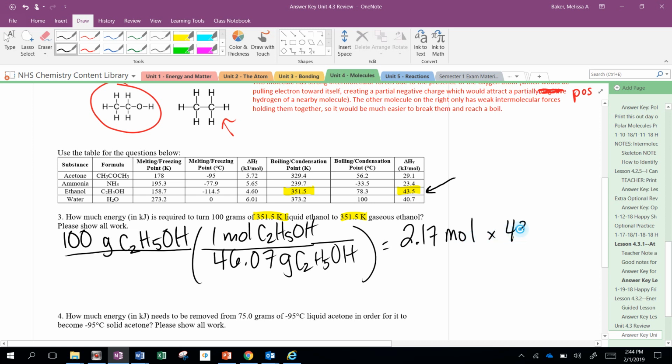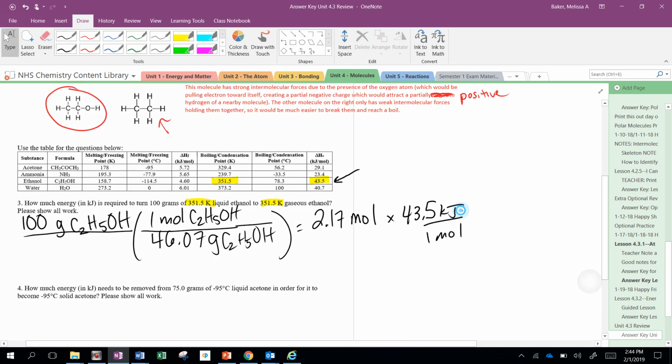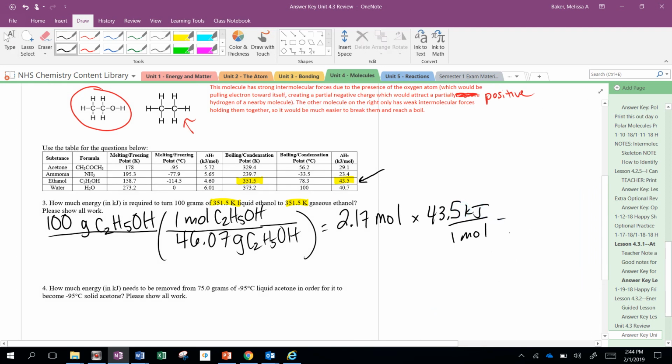It takes 43.5 kilojoules to change 1 mole of ethanol into a gas. So what if we have 2.17 moles? We've got to multiply. This comes out to be 94.4 kilojoules of energy required.